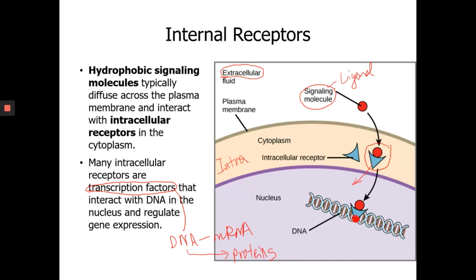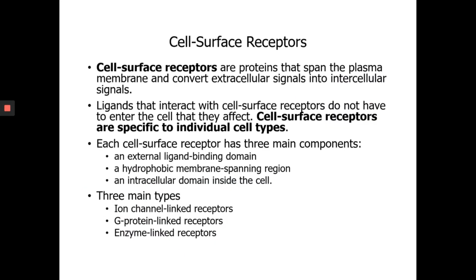We mentioned before that proteins are actually the workers that do all the jobs in the cell. So once you modify the type or the amount of proteins inside the cell, that's going to cause a change in the cellular activities. The end result of this transduction pathway is a cellular response, because you change the proteins. Okay, that's internal receptors.